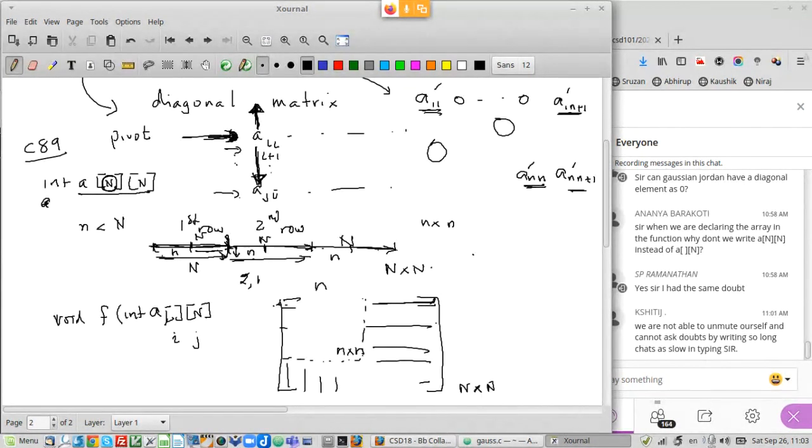However, for the row, there is no problem. You can have as many rows up to a maximum of N. So for the first argument, you don't need to declare it. But for the second argument, you need to say what is the actual number of columns that is being passed. Otherwise, your access will go wrong, right? Because inside a computer, everything is linear. It is mapped to a linear memory.